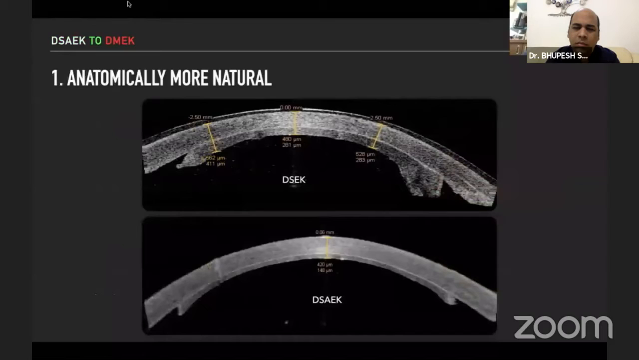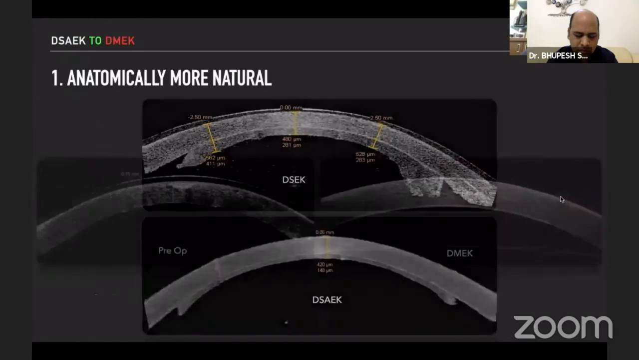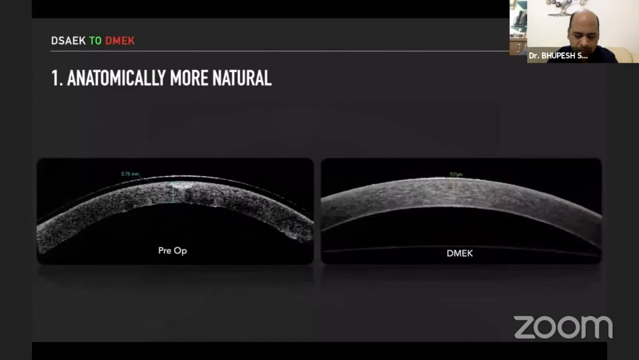So from the point of view of anatomically being more natural, you'll see that most DSEK surgeries result in good visual outcomes. But if you look at the OCT of DSEK patients, you will see that this is an addition procedure where you add more tissue, and you always will have some change in the anatomy. If you contrast that with DMEK, DMEK removes the Descemet's membrane and endothelium and replaces just that. So anatomically, it is much more natural as compared to DSEK surgery.